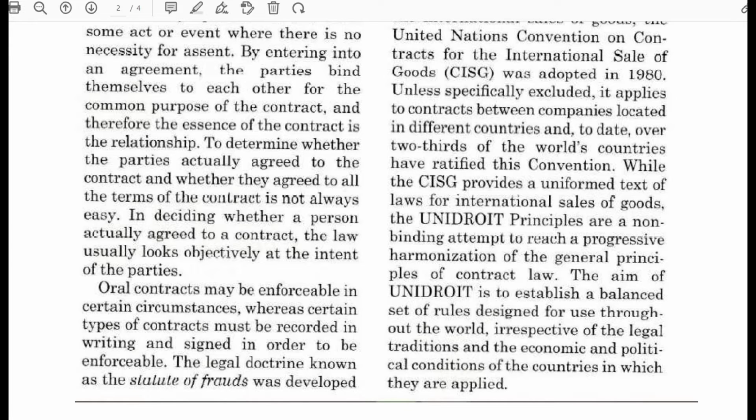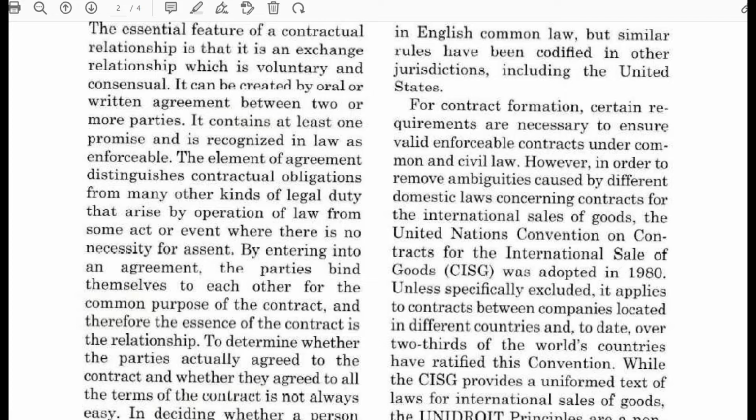In deciding whether a person actually agreed to a contract, the law usually looks objectively at the intent of the parties. Oral contracts may be enforceable in certain circumstances, whereas certain types of contracts must be recorded in writing and signed in order to be enforceable. The legal doctrine known as the statute of frauds was developed in English common law, but similar rules have been codified in other jurisdictions, including the United States.